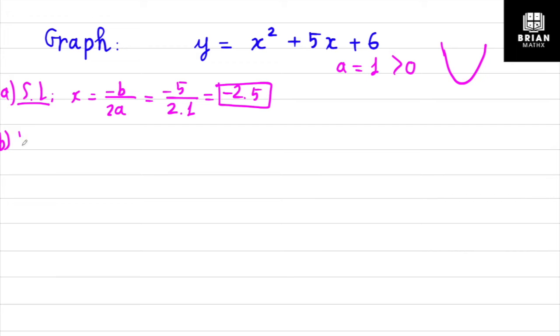How about the vertex? If you want to find the vertex, you substitute the symmetrical line, or the x value from the first step, into the equation. Negative 2.5.